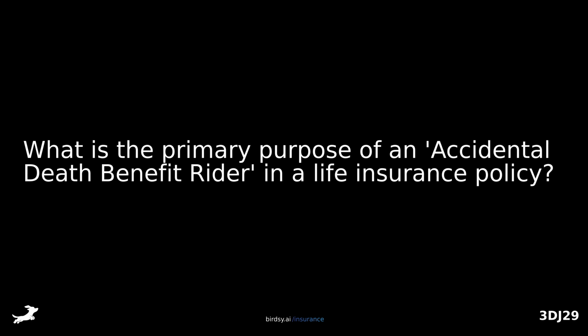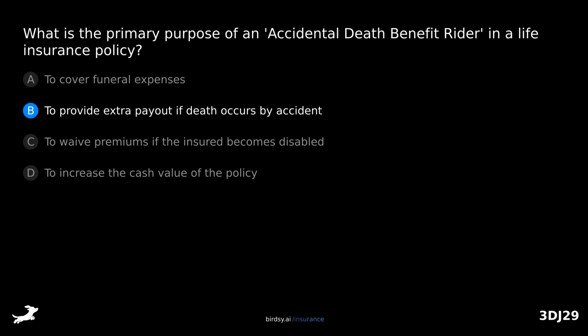What is the primary purpose of an accidental death benefit rider in a life insurance policy? Is it A. To cover funeral expenses? B. To provide extra payout if death occurs by accident? C. To waive premiums if the insured becomes disabled? Or D. To increase the cash value of the policy? The answer is B. To provide extra payout if death occurs by accident.